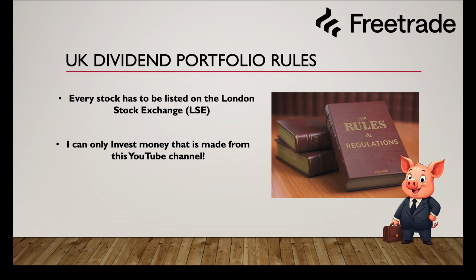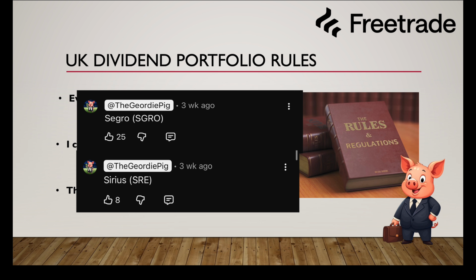In the last episode, I mentioned that I was planning to open a new position in the portfolio by adding a REIT. I broke down the pros and cons of Segro and Sirius Real Estate, then left it up to you to decide which one should make the cut by liking the comment of your preferred choice. And the results are in. With 25 votes for Segro and only 8 for Sirius, there was a clear winner. You wanted Segro added to the portfolio, so that's exactly what I'll be doing later on in today's video, so stay tuned for it.